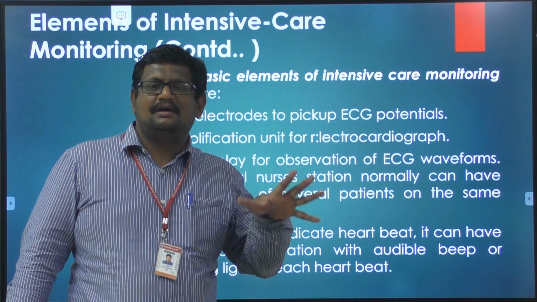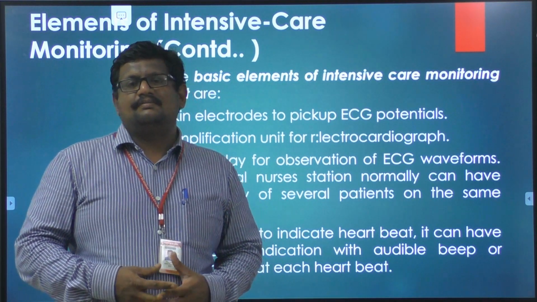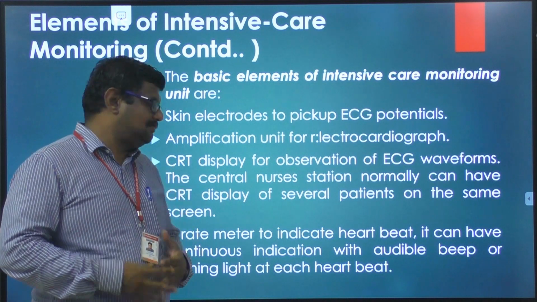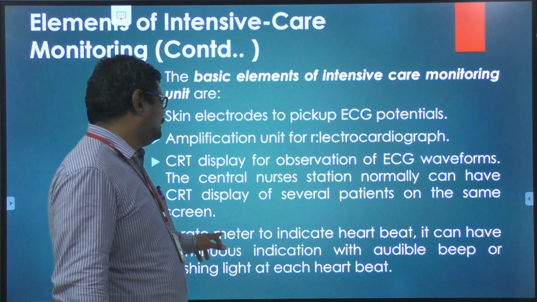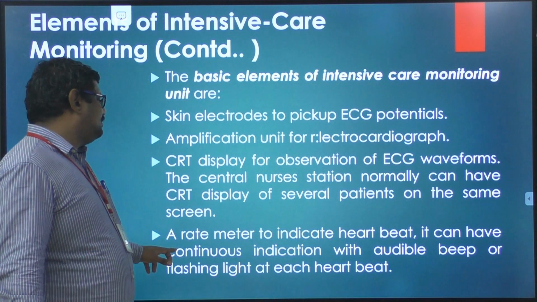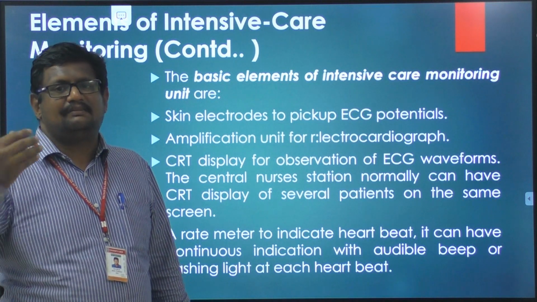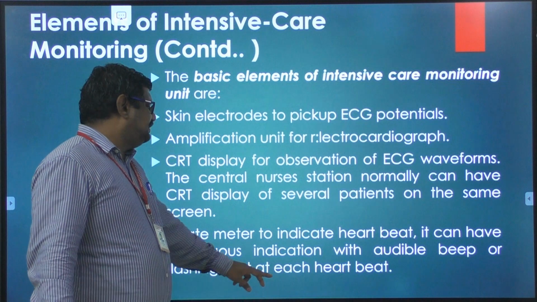That is also important. The physician has to be continually watching the ECG waveform, or otherwise they can measure the heartbeat rate also. Whether the heartbeat rate is normal can also be seen. The rate meter is nothing but the number of beats per minute to indicate the heartbeat. It can have continuous indication with an audible beep or flashing light. If the beep suddenly stops, the physicians can immediately react. Or a flashing light at each heartbeat.